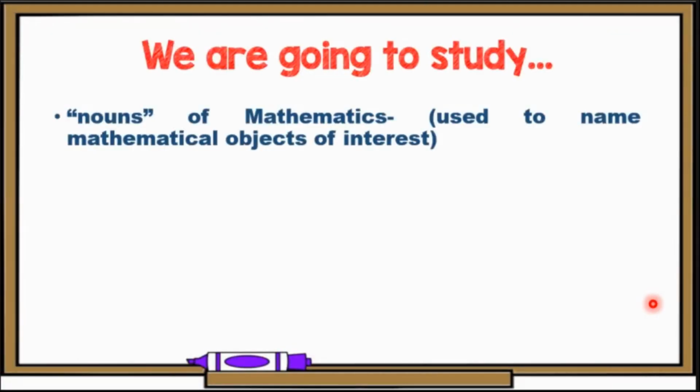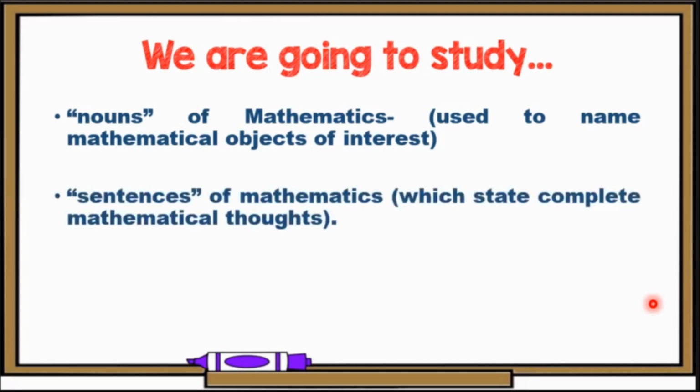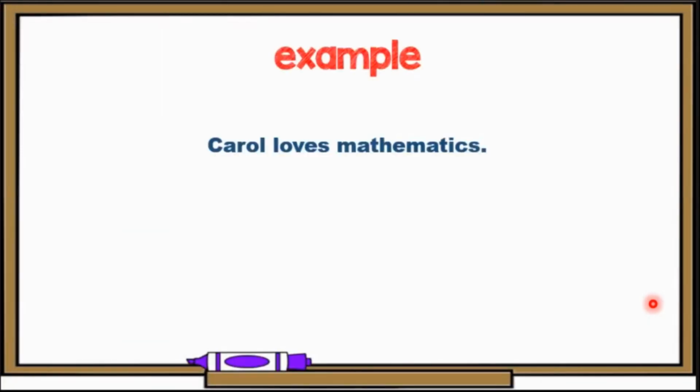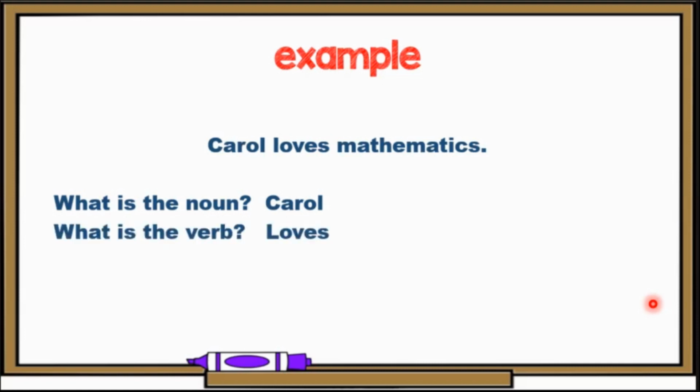Next, we are going to study nouns of mathematics. Ayan. Nagkabaligtad yung slides ko. Na-discuss na natin to kanina. Again, nouns of mathematics are used to name mathematical objects of interest. Sentences of mathematics state complete mathematical thoughts. Let's have here some examples. Buo na yung sentence. Carol loves mathematics. Meron tayong noun. The noun is Carol. What is the verb? The verb is loves.